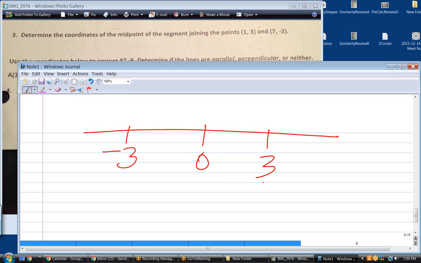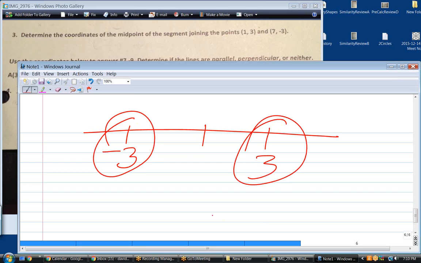Wouldn't that be... Look at the number line. It'd be 0. Correct. In other words, halfway between negative 3 and positive 3 has to be 0 because this distance has to be equal to this distance. Well, that's a distance of 3, that's a distance of 3.